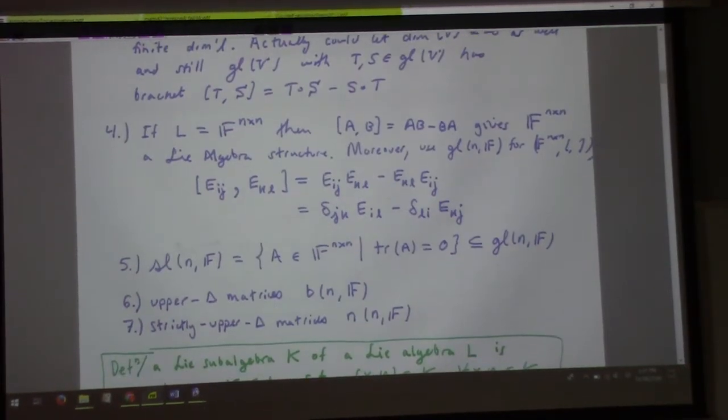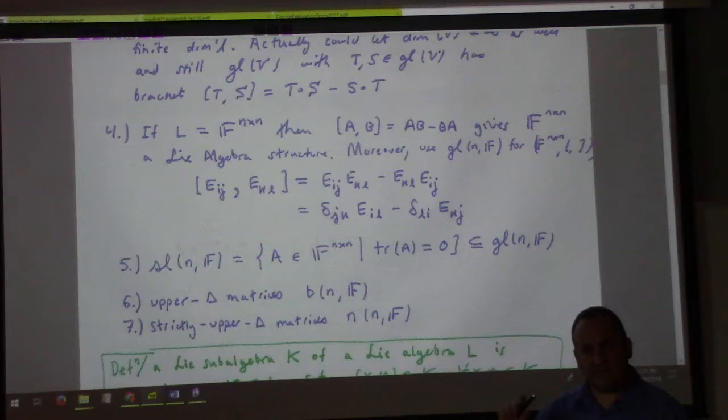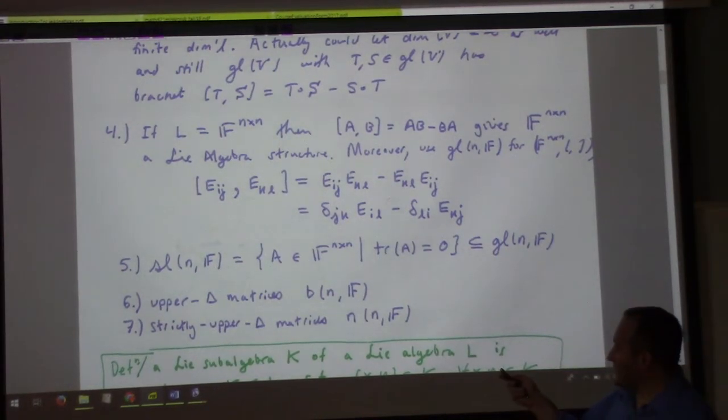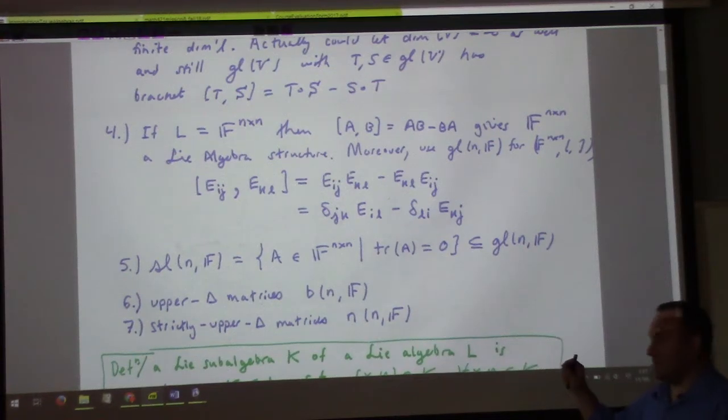SLN, the special. So be careful in the homework. Little s is the Lie algebra. Big S is the Lie group. Little SLN is the set of traceless matrices. Big SLN is the set of determinant 1 matrices, invertible matrices. So this is the Lie algebra of the big SLN Lie group.